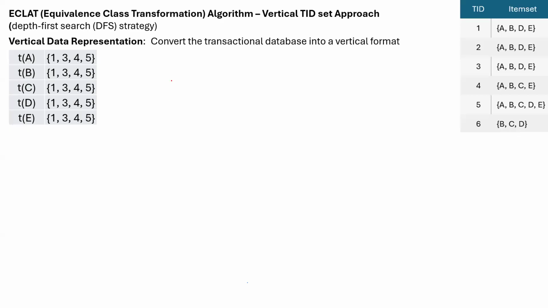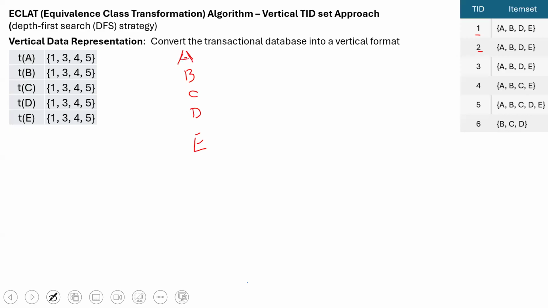What that actually means is that, look at this. So I'll convert this to vertical format. That means in transaction one you have ABDE, in transaction two you have ABDE, right? I'll change this to this way. So what are all the items that I do have? I have 5 items, which are A, B, C, D, E.